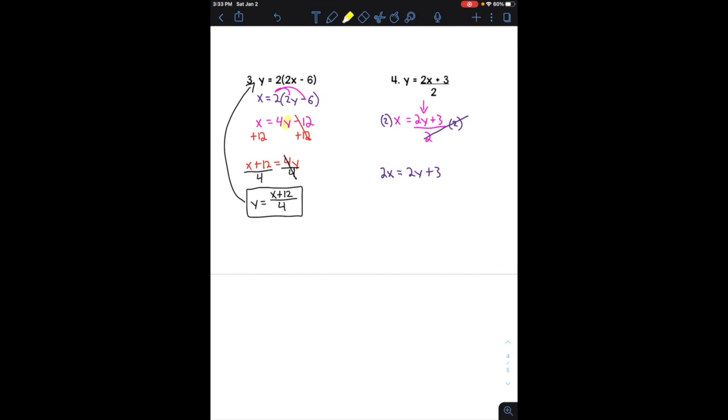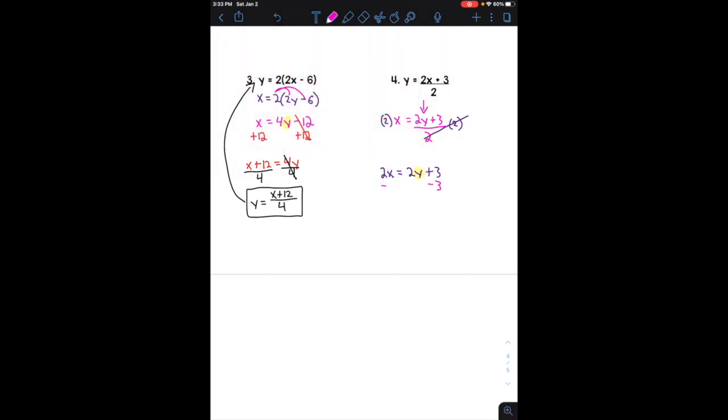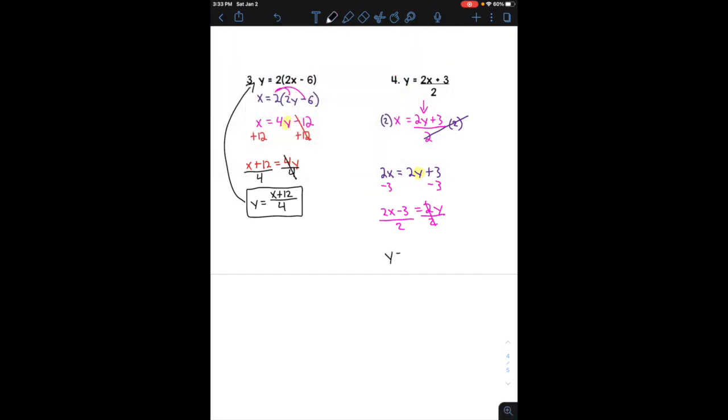To continue to solve for our y, we'll first now subtract 3 on both sides to get 2x minus 3 equals 2y. And lastly, we'll divide 2 on both sides to finally solve for our y, getting the inverse, y equals 2x minus 3 divided by 2. There's nothing further that we could simplify here, so we'll just leave it as it is, and this equation will be the inverse of our original.